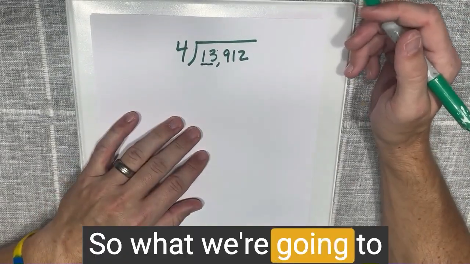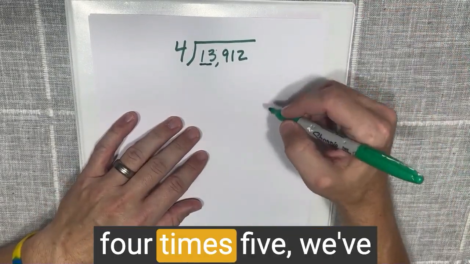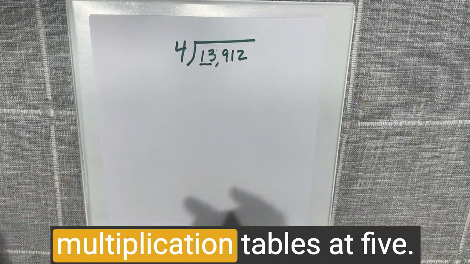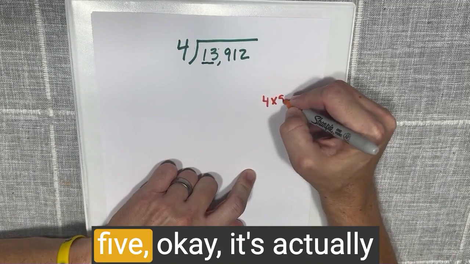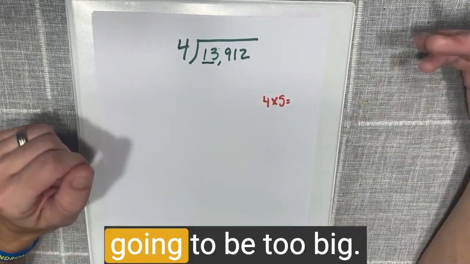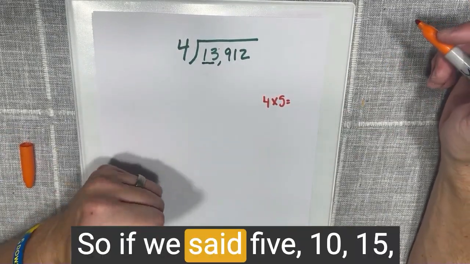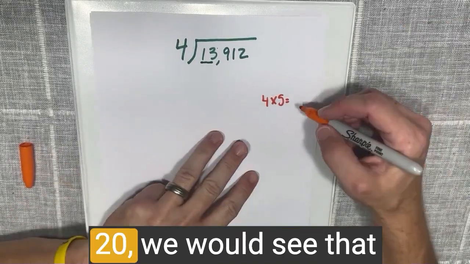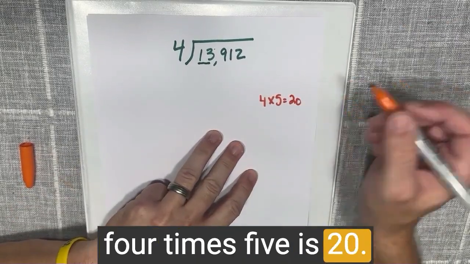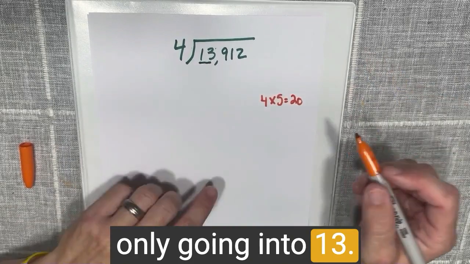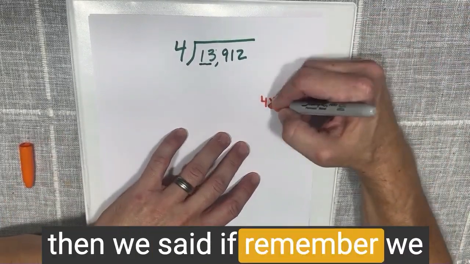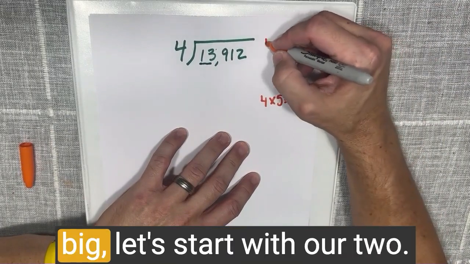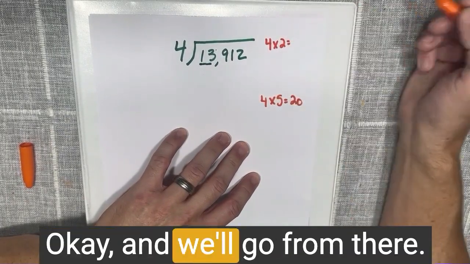Okay? So what we're going to do is, instead of saying 4 times 5, we've been starting with our multiplication tables at 5. But what we'll see is when we do 4 times 5, it's actually going to be too big. So if we said 5, 10, 15, 20, we would see that 4 times 5 is 20. And remember, we're only going into 13. Okay? So that was too big. So what we're going to do is, if our 5 was ever too big, let's start with our 2. Okay? And we'll go from there.